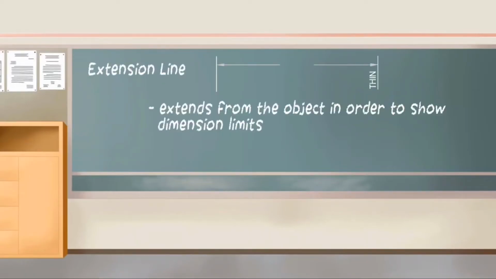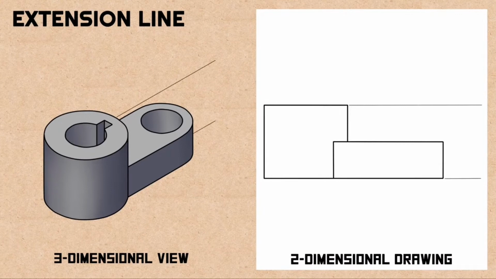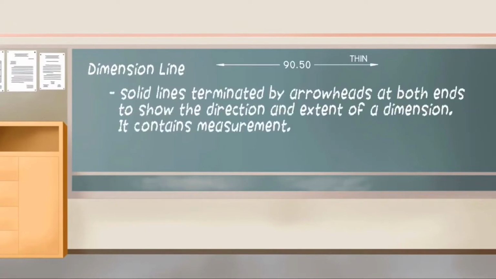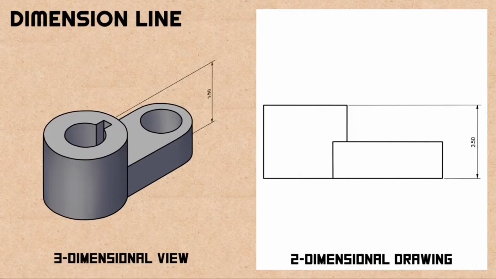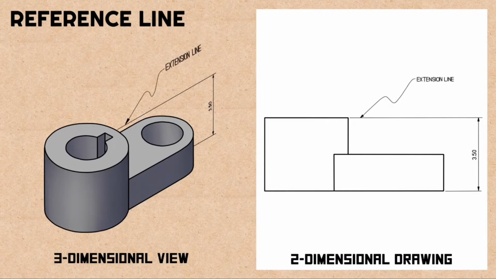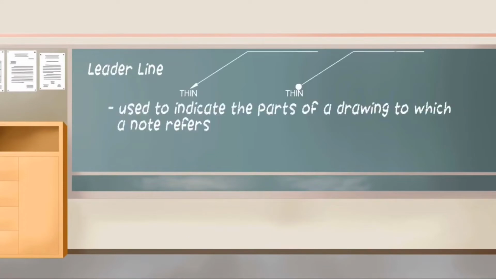Extension line. It is a thin line that extends from the object in order to show dimension limits. Dimension line. It is a thin, solid line terminated by arrowheads at both ends to show the direction and extent of a dimension. It contains measurement. Reference line. It is a thin line used to indicate dimensions or notes on a drawing. Leader line. It is a thin line used to indicate the parts of a drawing to which a note refers.